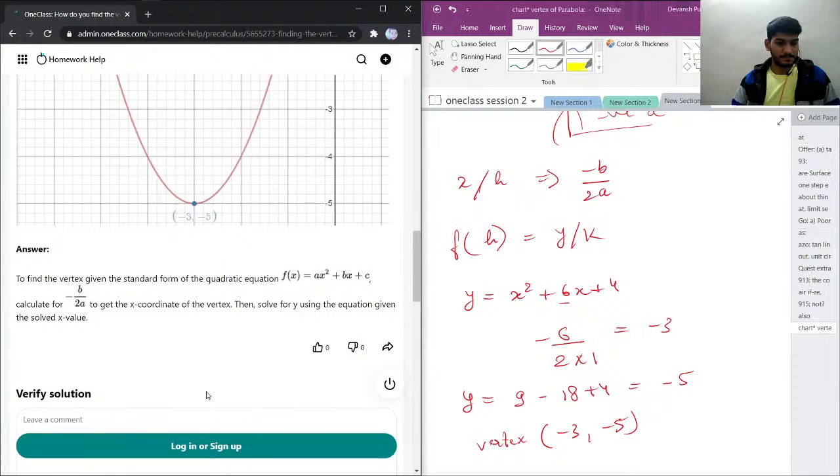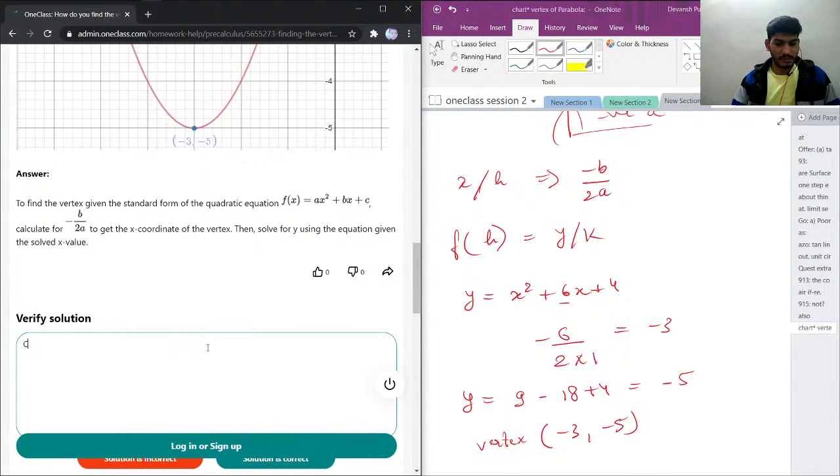And this is the correct solution. Good job.